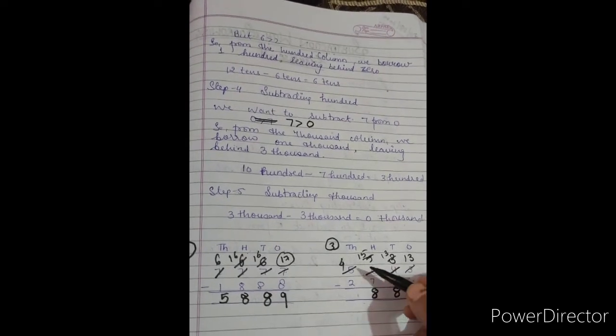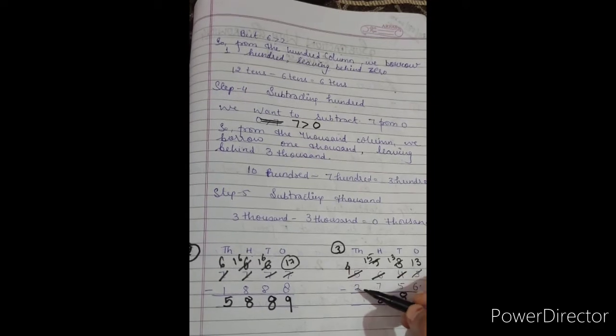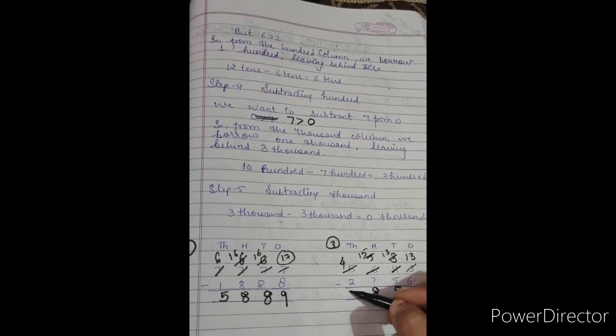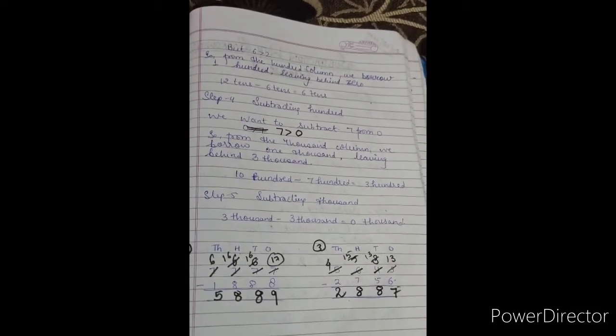Yes. Now in thousands, we want to subtract 2 from 4. It is possible because 2 is the smaller number and 4 is the greater number. So 4 minus 2 is 2. So 2887 will be the right answer.